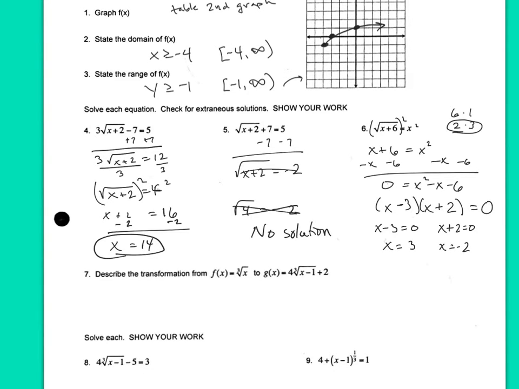We should probably check these. If you put the 3 back in there, you get the square root of 9 equals 3. Oh, that works. If we put the -2 in there, we get the square root of 4 equals -2. Well, just like in number 5, you can't take the square root and get something negative, so the answer there is x equals 3.